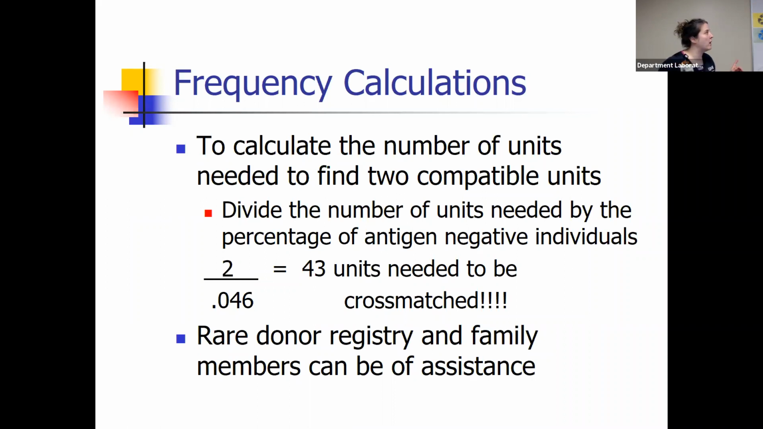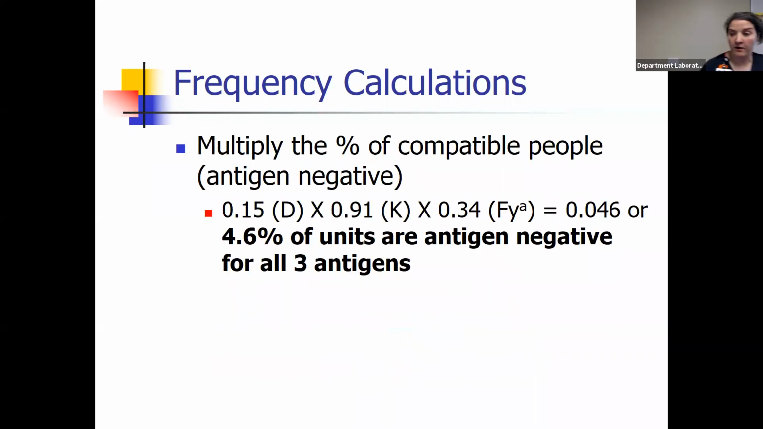So one of your assignments for this module is a bunch of frequency calculations, determining how many units to cross-match, and/or, if you're given a specific population set, what is the frequency of the population that would match that person's phenotype. Okay. Now you could also add in ABO. All right. So this is not taking into consideration your ABO. All right. This is just antigen negative.